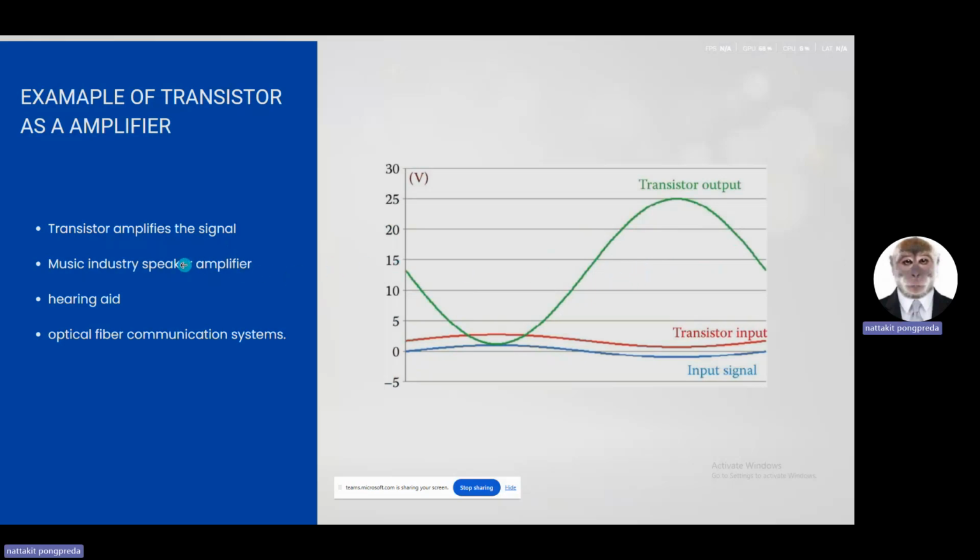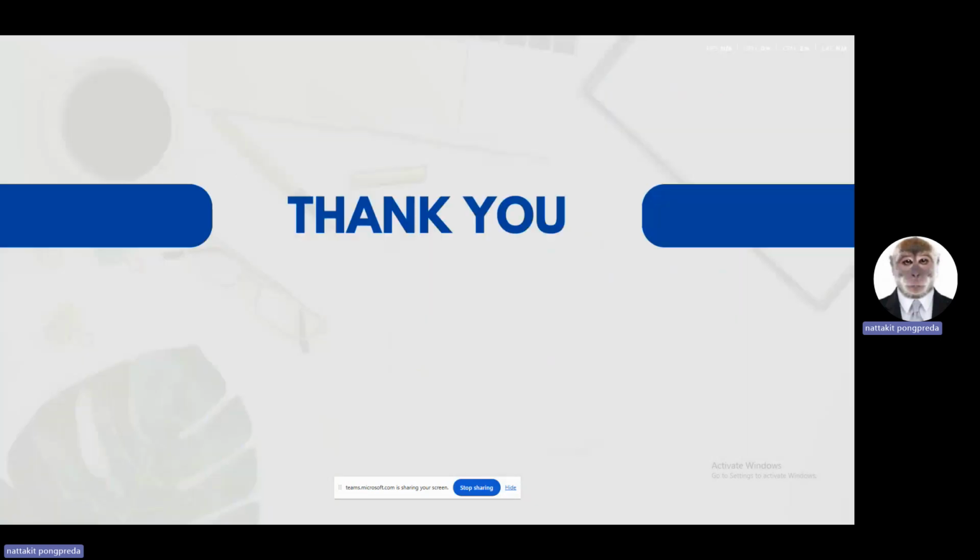Examples of tools that use this are music industry speaker amplifiers, hearing aids, and optical fiber communication systems. For hearing aids, as people can't hear well, the transistor will increase the signal, so it makes people with hearing difficulties hear better. Thank you.